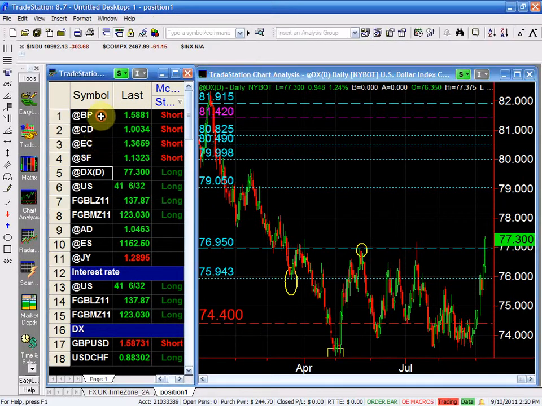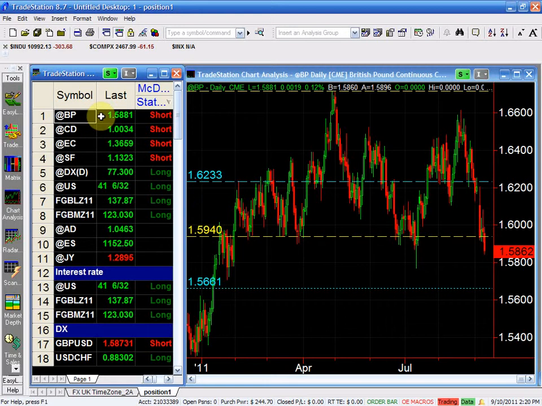Now if you look at the British pound, it is also in a pretty weak situation. It has broken below the 159.40, which coincides with the 159.80 on the spot cash, and we close at 158.60. So again, we also have a bona fide downtrend in the British pound. So the British pound is also weak.